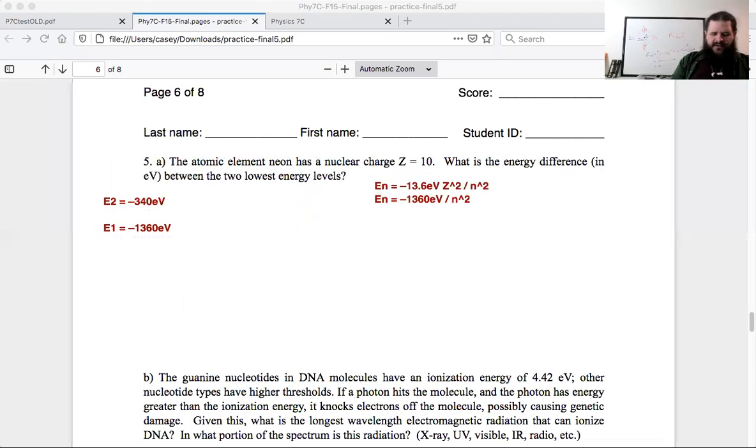And then 1360 divided by 3 squared is going to be about 151. I'm just going to round off to the nearest electron volt here. E3, negative 151 electron volts. And same thing divided by 4 squared. E4 is going to be negative 85 electron volts.